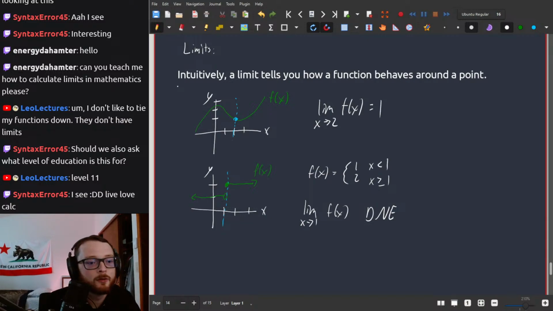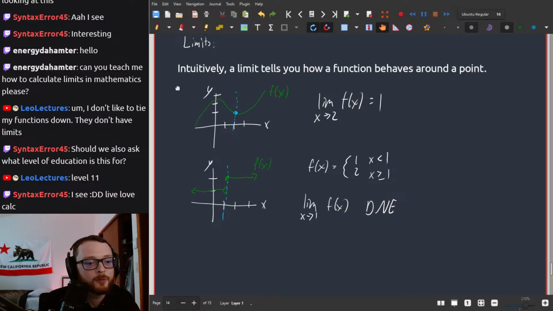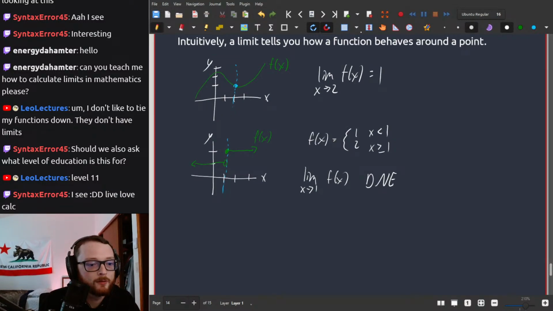Yeah, and so, but just because there is a jump doesn't mean. Sorry, this song sucks. I'm gonna skip it. Just because there is a jump doesn't mean the limit can't exist.